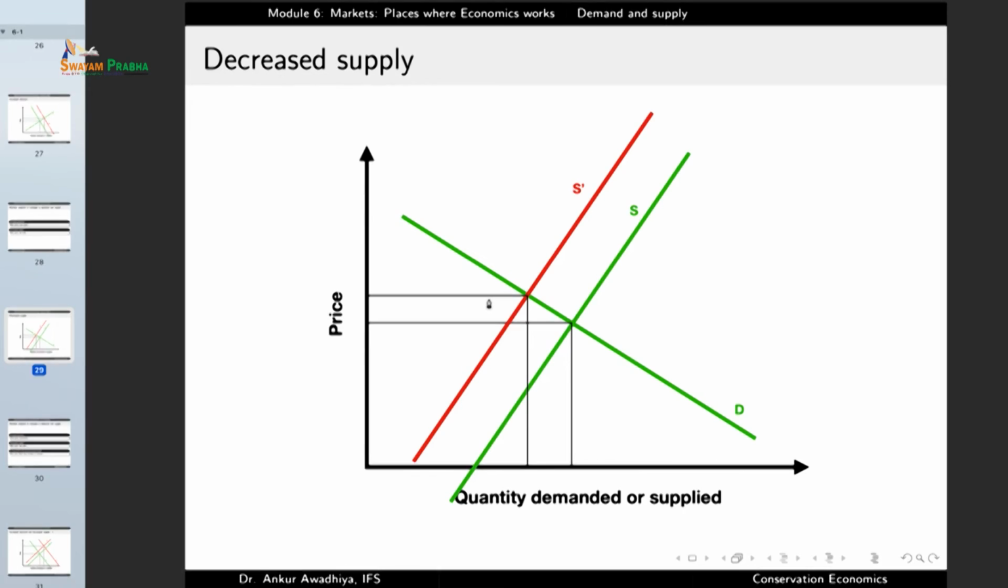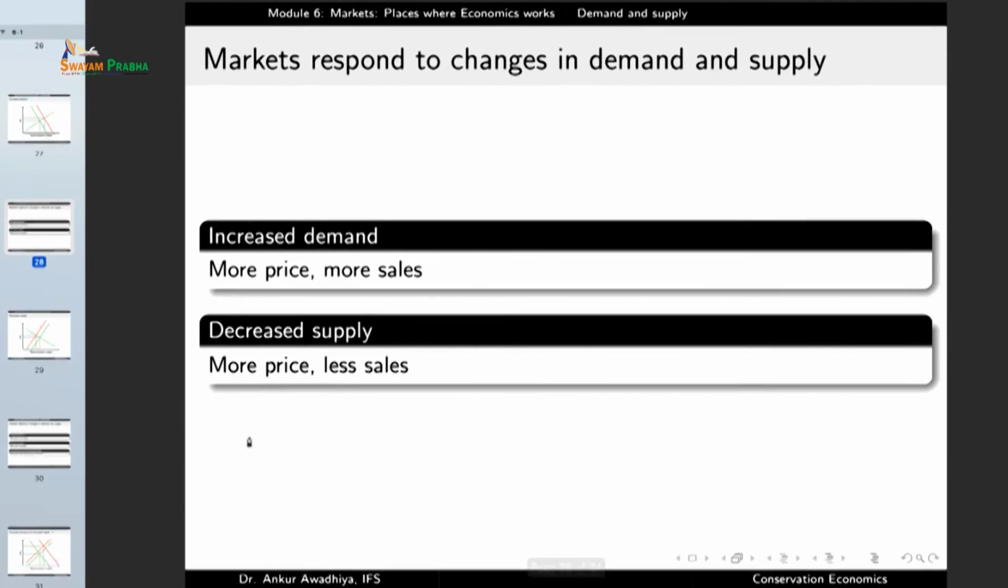What happens to the quantity that is demanded or supplied? Earlier, the quantity demanded or supplied was this much. Now it has reached this point. So there is a decrease in the quantity that is demanded or supplied. So a decrease in supply will lead to an increase in price, but a decrease in the quantity that is demanded or supplied. That is more price and less sales.